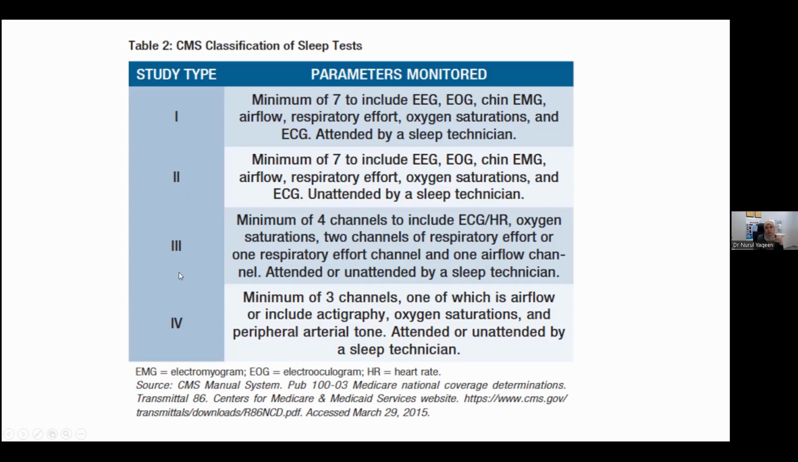Then level 3, they usually use a minimum of 4 channels, including ECG, heart rate, oxygen saturation, and 2 channels for respiratory effort, or 1 respiratory effort channel, attended or unattended by a sleep technician. You can see the difference is basically the number of channels, only 4 channels in a type 3 sleep study.